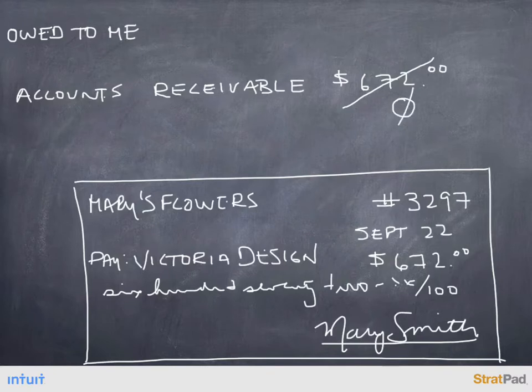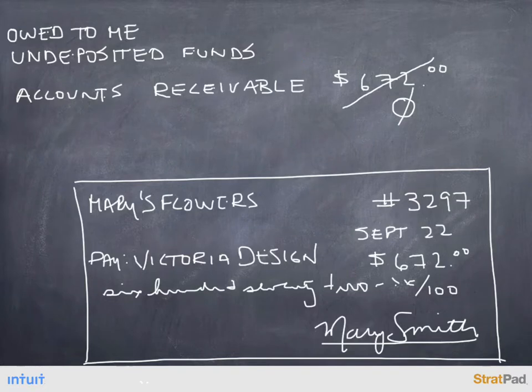But then I have to put this $672 somewhere. And because I'm not going to go to the bank until maybe tomorrow, I'm going to put it in another account called undeposited funds, as you can see here. What I'm trying to do here is keep track of my money at every single step. It's very, very important that you do that. $672 there.